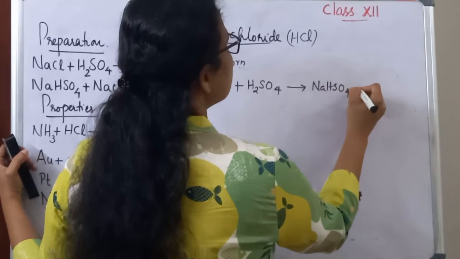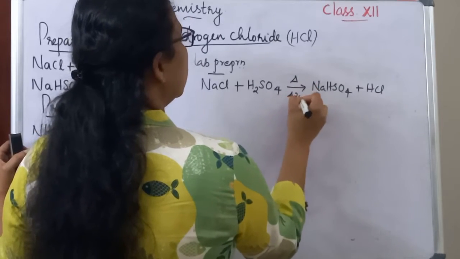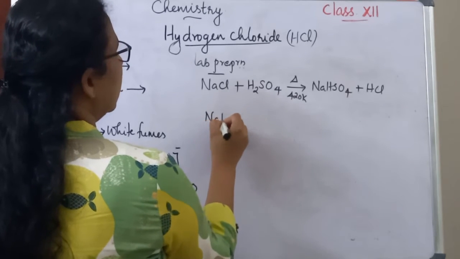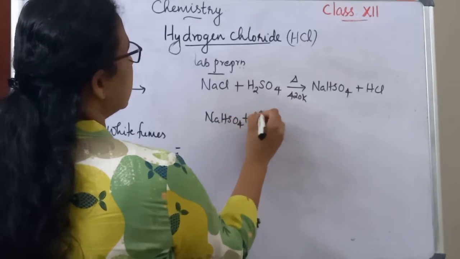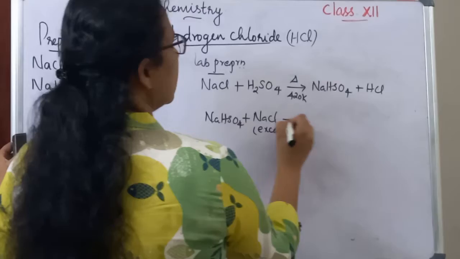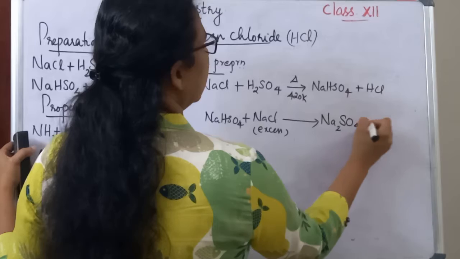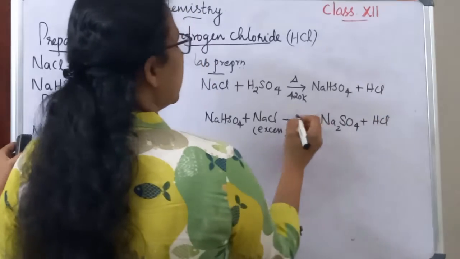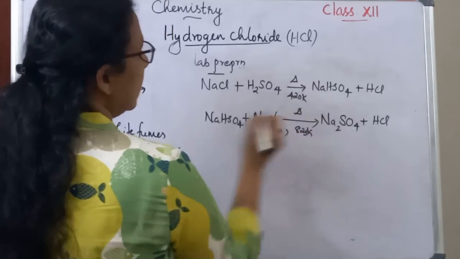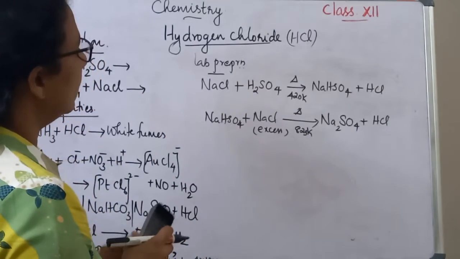NaHSO4, sodium bisulfate, and HCl. So this reaction happens at 420 Kelvin. So this is the first step. In the second step, we can write NaHSO4 plus NaCl. So if NaCl is present in excess, we can write the second step like this. Na2SO4 will be formed and HCl is again formed. So this is happening at 823 Kelvin. So these are the two steps involved in the laboratory preparation of hydrogen chloride gas.